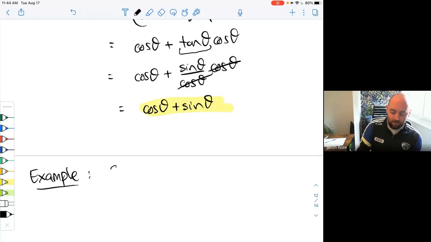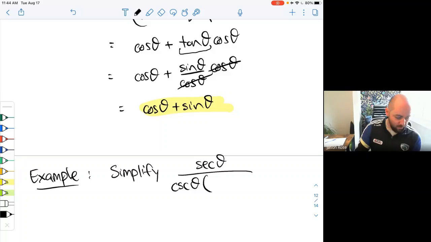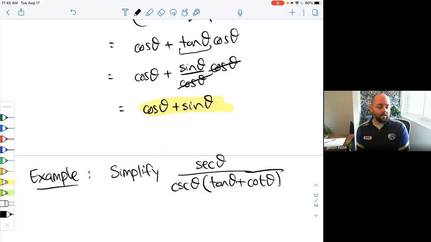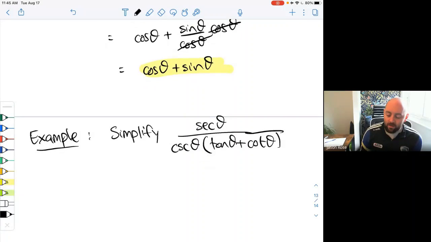Let's do another one. We will simplify secant theta divided by cosecant theta times tan theta plus cotan theta. So again, in simplifying, I am inclined to think about things in terms of sines and cosines. Unless you can think of another way to do it.